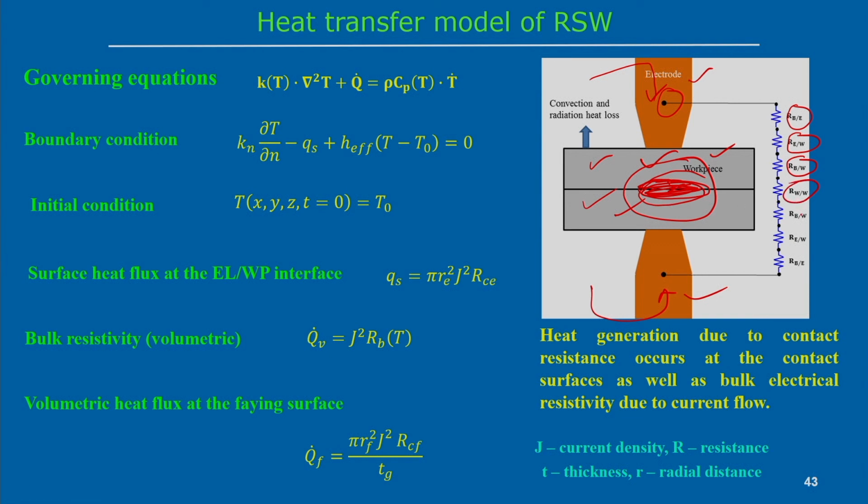And remaining the same thing, the symmetric part, because this is also the bulk resistivity of the workpiece. This is the contact resistance between the workpiece and the electrode, and the third one is the bulk resistance of the workpiece. So, these are the typical resistance components, and all this contact resistance or bulk resistance contribute to some sort of heat generation.